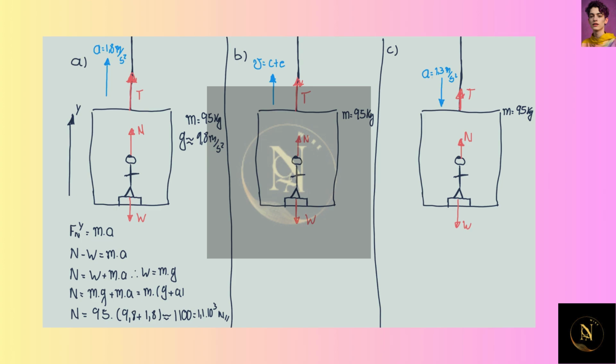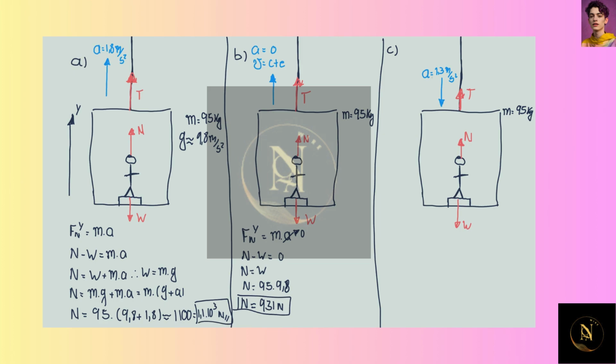Now, for the second item, we have a constant velocity. Constant velocity implies zero acceleration. Then, Newton's second law tells us that the net force in the y direction is equal to the mass times the acceleration, but the acceleration now is zero. So we have that the normal force minus the weight force is equal to zero, and the normal force in this situation is equal to the weight force, which is given by m times g, so 95 times 9.8, resulting in a normal force of 931 newtons. This is the answer for the second item.